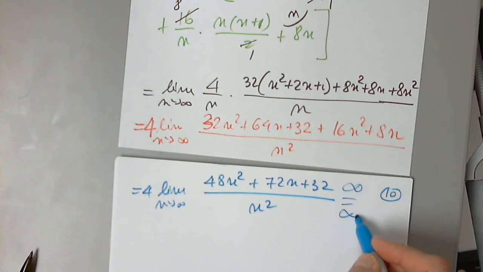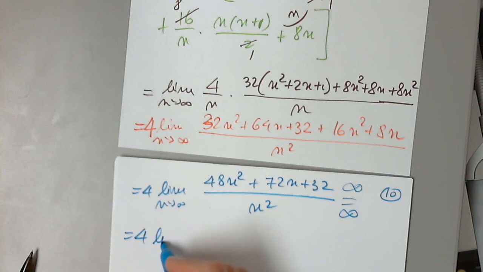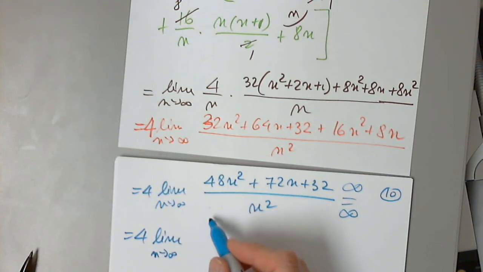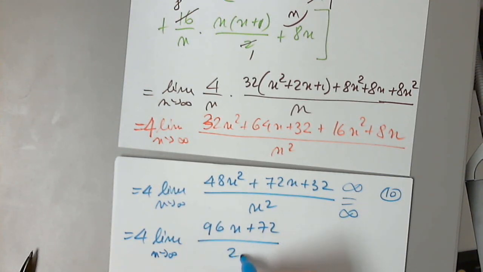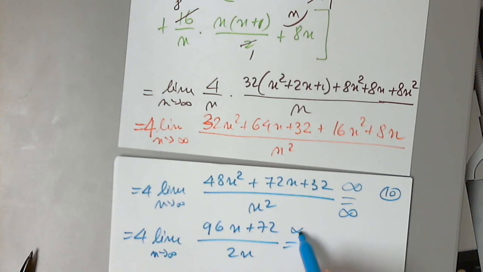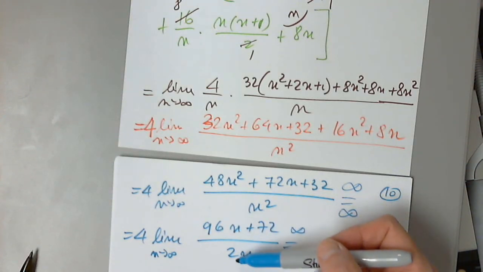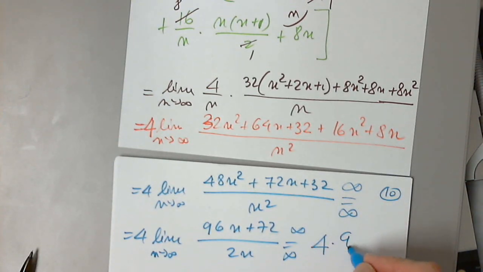So, okay, it's infinity over infinity. So, fine. 4 times the limit as n approaches infinity. And this is 96n plus 72 over 2n. And when I differentiate again, I get 96 over 2. So 4 times 96 over 2. If this is not 192, I will have to start from scratch. So how much is 4 times 96 divided by 2? Okay, luckily.